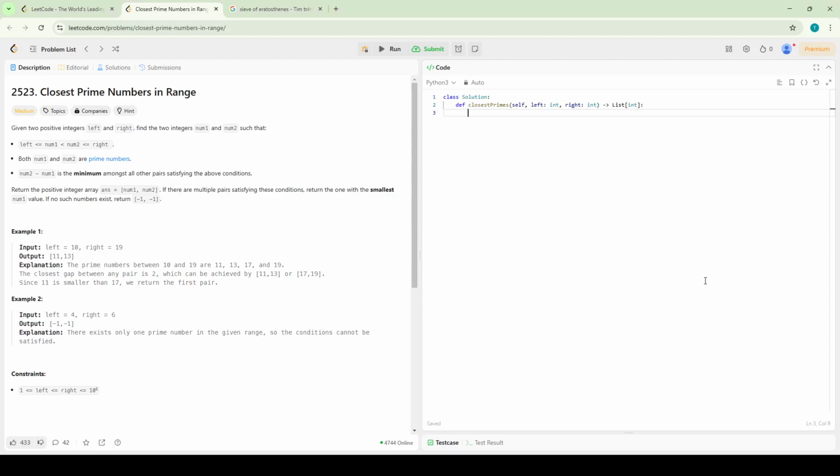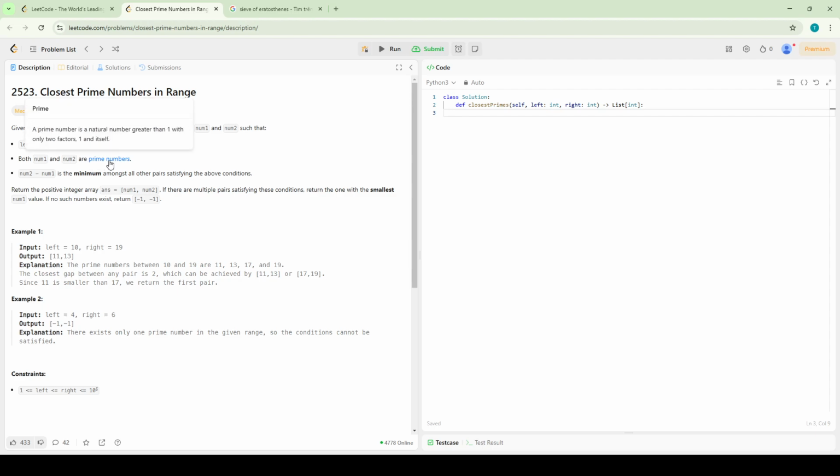Okay, hi guys. So today we'll be solving a LeetCode problem, closest prime number in range. So let's see the description. We're given two positive integers, left and right. We need to find two integers num1 and num2 such that num1 is smaller than num2, and both have to be in the range of left and right. We also need to make sure that num1 and num2 are prime numbers.